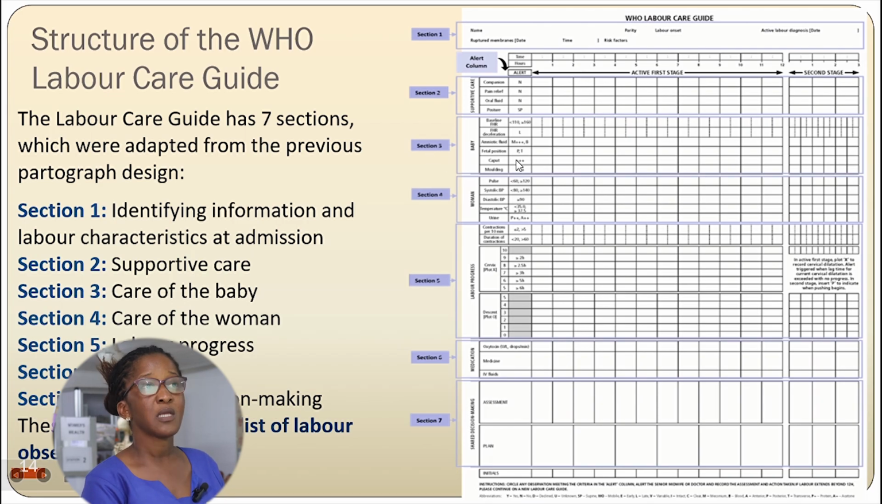Section 3 is the care of the baby, the fetus in utero, the well-being. And then section 4, we'll talk about the woman, how we monitor the well-being of this woman whilst in labor. Section 5 is the actual progress of labor. What is happening from the onset onto full dilatation. Are there any medication given? Then we can record that in section 6, and the decision we make with the woman is recorded in section 7.